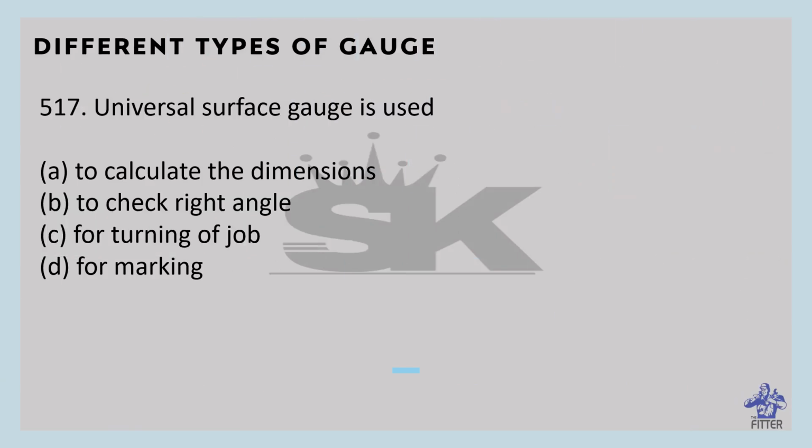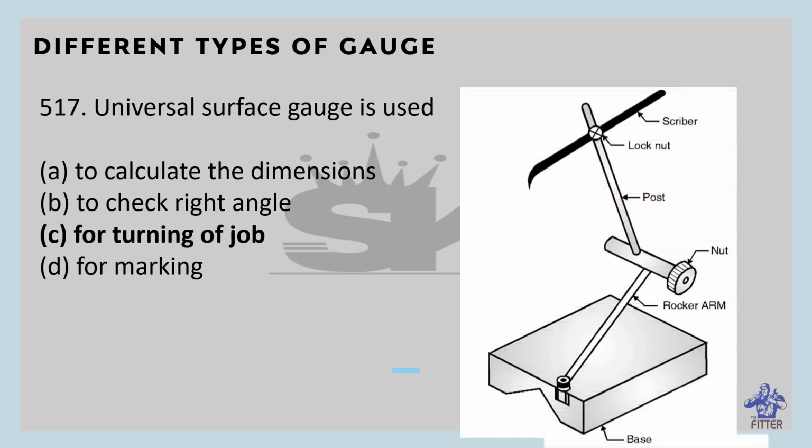Universal surface gauge is used for turning a job. So option C. You can see here in the image, that is the universal surface gauge. It is the most common marking tool used for scribing lines parallel to a datum surface, setting jobs and machines parallel to a datum surface, checking the height and parallelism of jobs, and setting jobs concentric to the machine spindle. Universal surface gauge is used for turning of job.